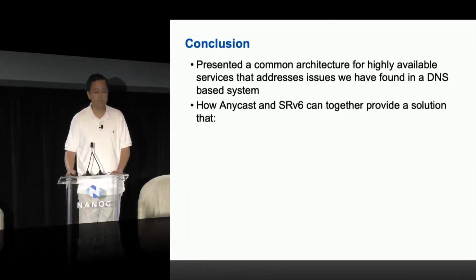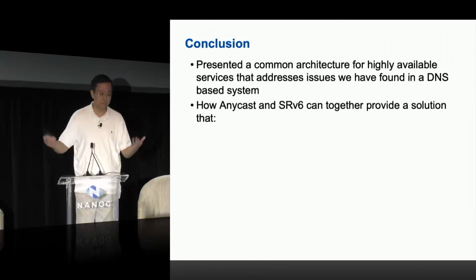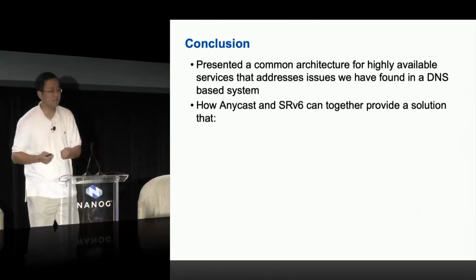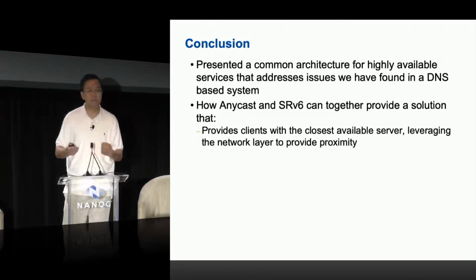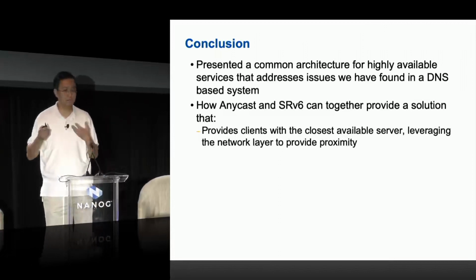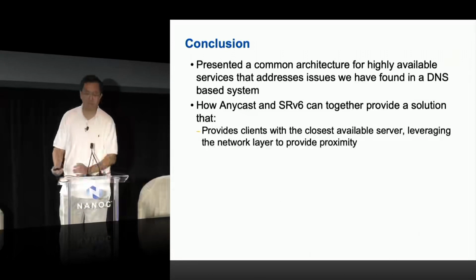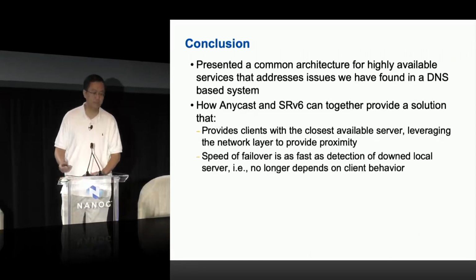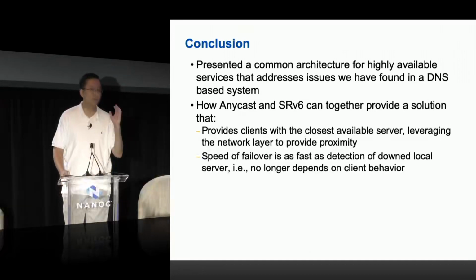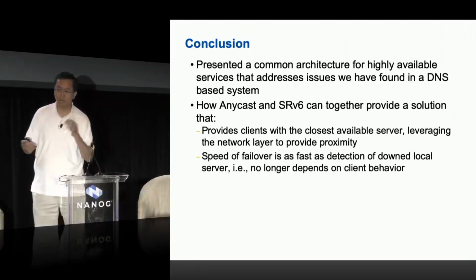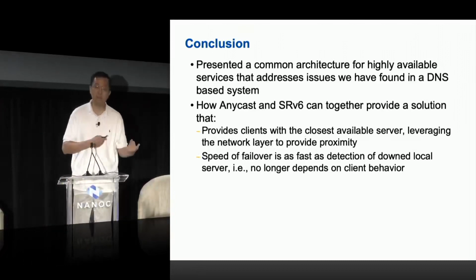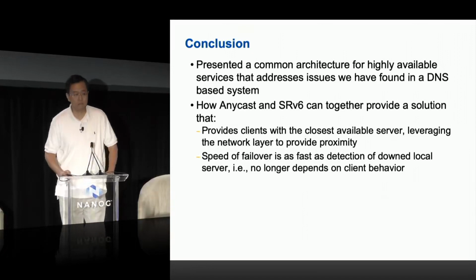And we definitely wanted to bring Anycast and SRv6 together. We believe that, in our solution, we provide clients with the closest available server, and we leverage the network layer to provide proximity. And the speed of failover is as fast as detection of the down local server, right? As we have seen, once the detection of the local server failure happens, we're immediately able to switch traffic to an available server to answer requests.